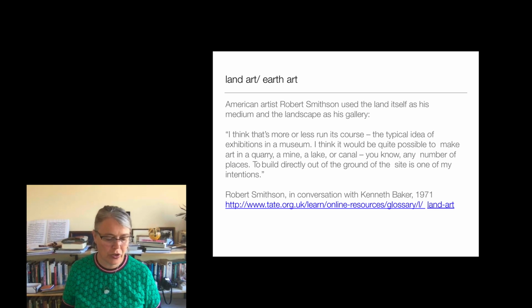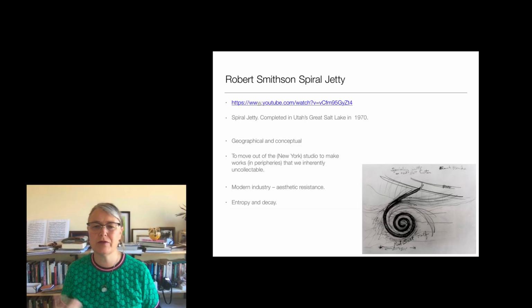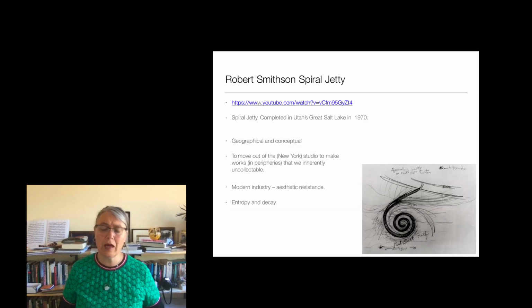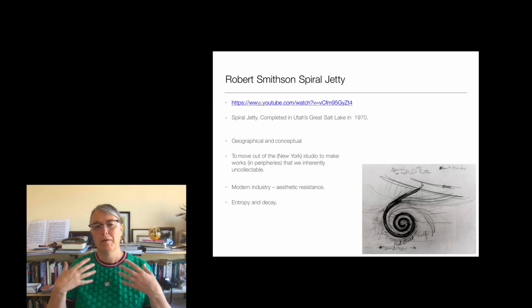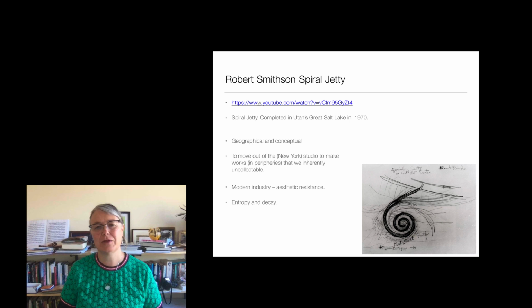Now, many of you will know Smithson's most familiar and famous work, which is, of course, Spiral Jetty, a permanent human intervention into the Great Salt Lake. So this is a permanent intervention.